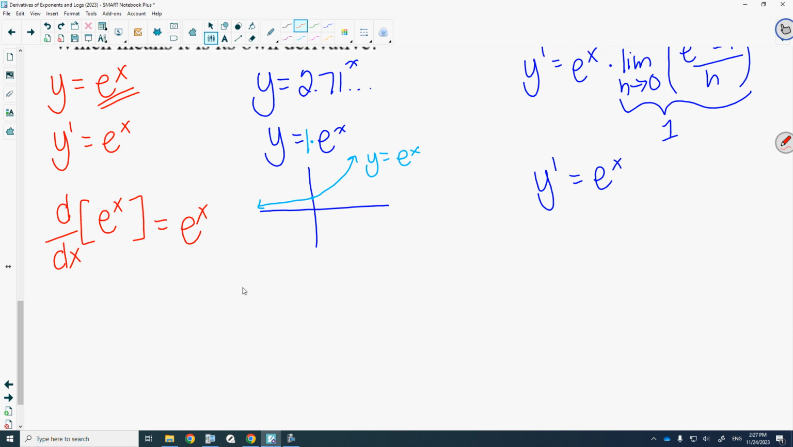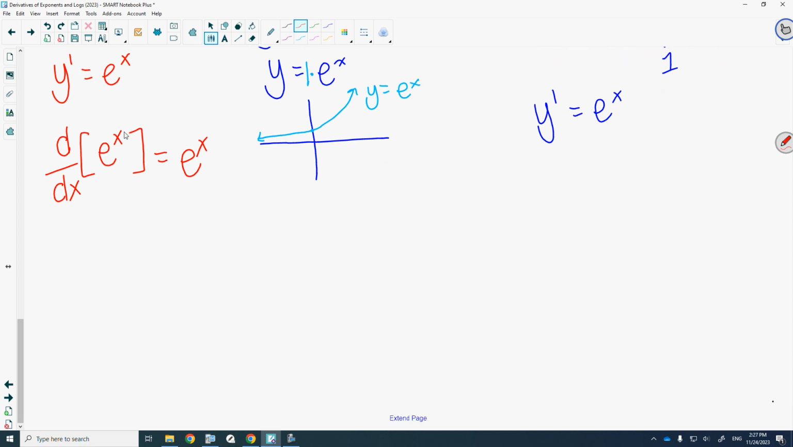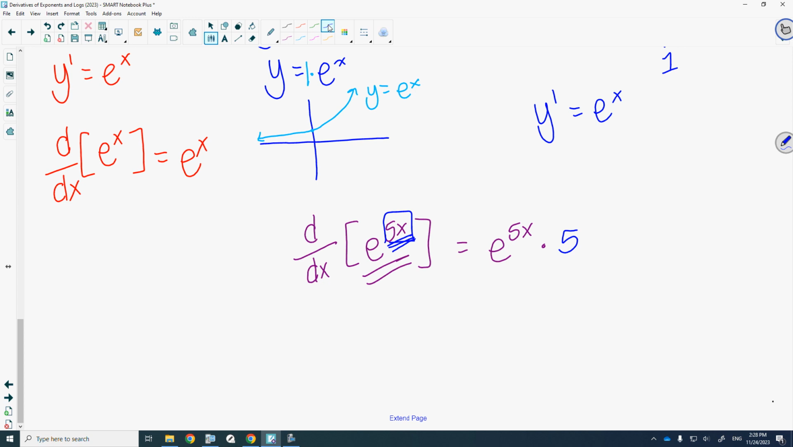What we're going to see in the next video is what happens if I change x to, let's say, 5x. Differentiate with respect to x, e to the 5x. The derivative is the function itself, e to the 5x, and then we multiply it by the derivative of 5x, which is 5. So the derivative of e to the 5x is 5e to the 5x.